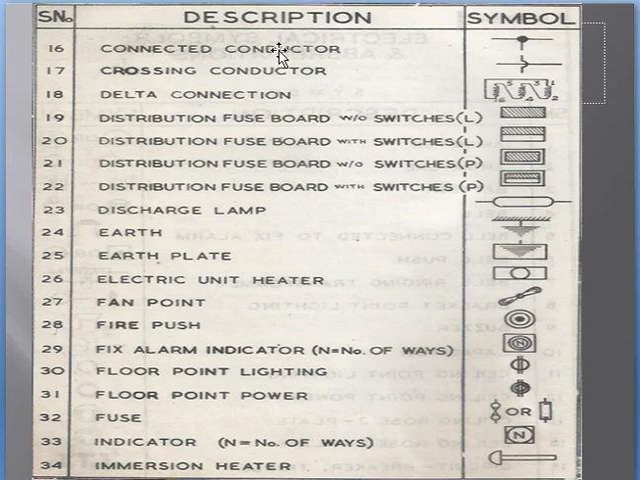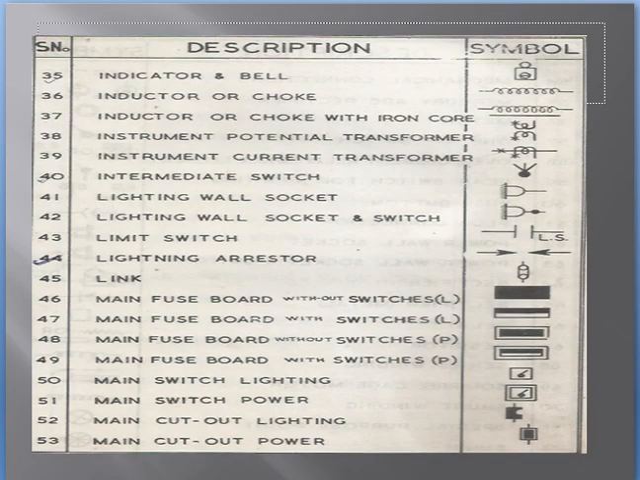Here you can see conductor, crossing conductor, connecting conductor, delta connection. How to represent delta connection symbolically? Here you can see discharge lamp, earth resistance. These are the switch boards, fuse boards, fan point, fire, floor point. This is the fuse. In this manner, we will represent all the electrical symbols.